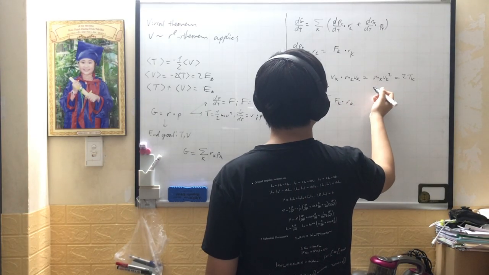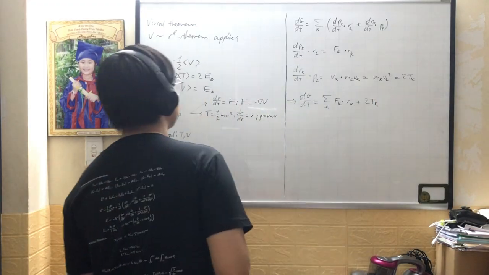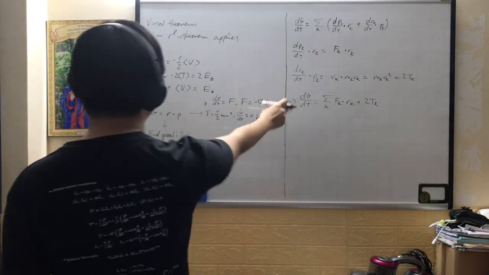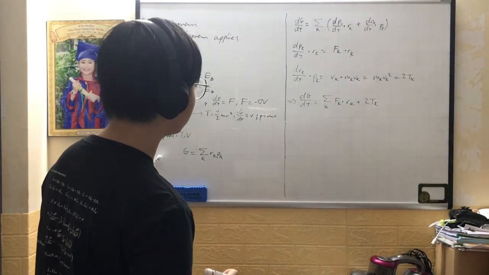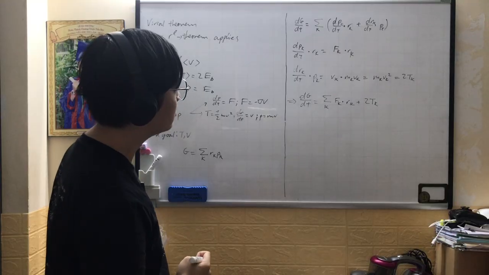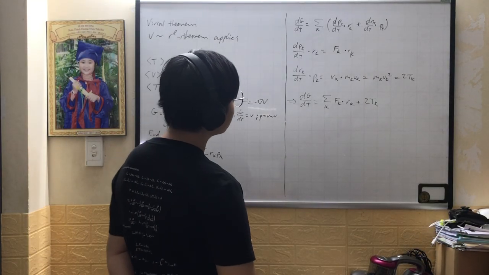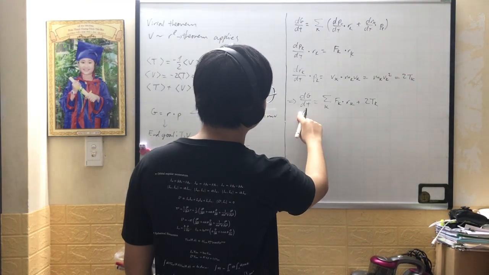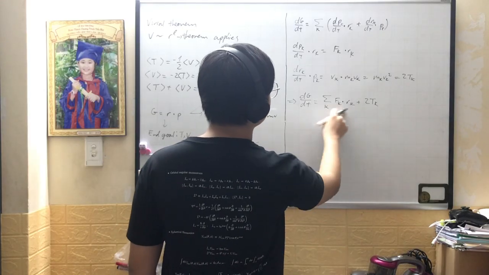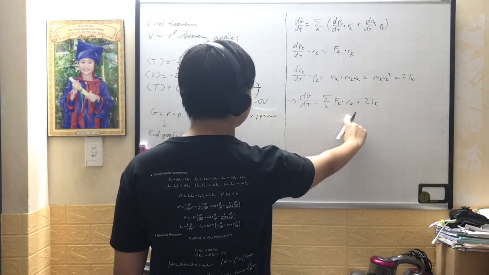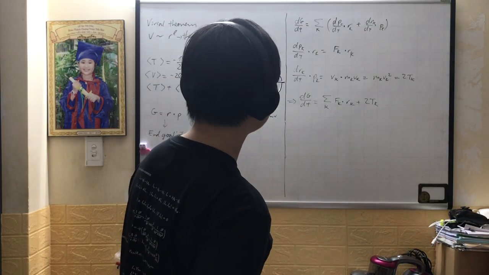Fk.rk plus 2t. Okay, right. So we compare this with this. Okay, still doesn't look anything alike at all. So we want to get rid of this. Okay, so somehow these have to equal to 0.